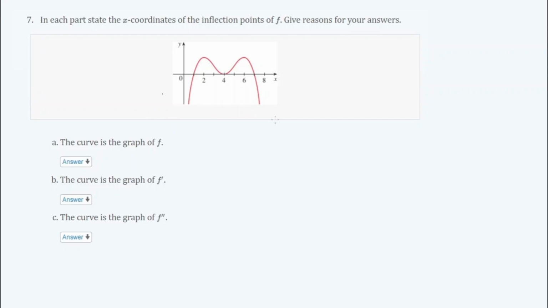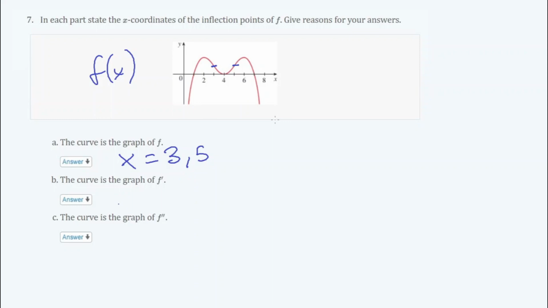Alright, so let's take a look at number 7 here, or rather A. The curve is a graph of f, so we pretend this is the graph of f(x). As we talked about, the inflection point is essentially when the concavity changes. So we can see it's concave down up until x equals 3, then it's concave up and then down. So concavity changes twice here. It changes at x equals 3 and 5. So those are going to be our x coordinates for the inflection points.